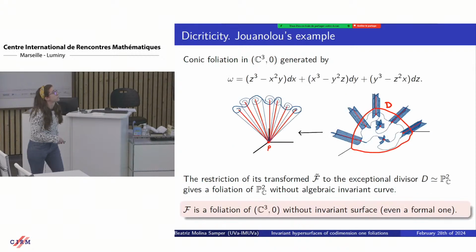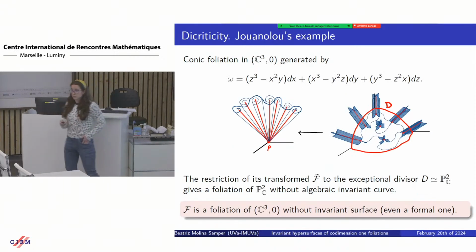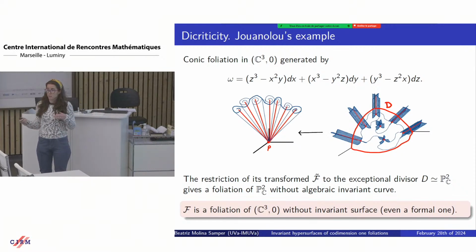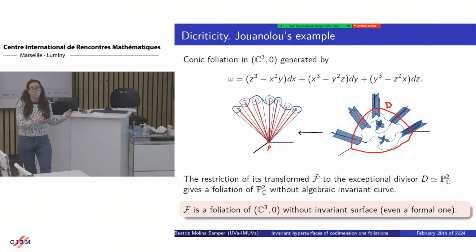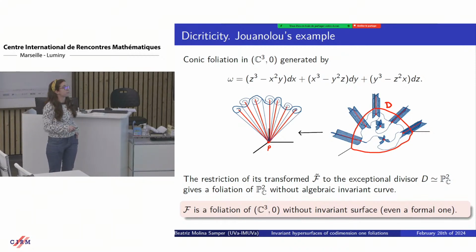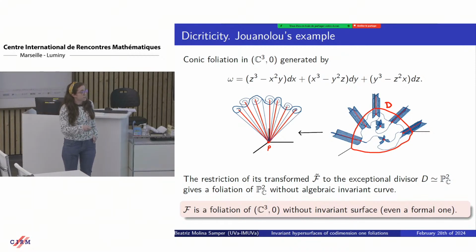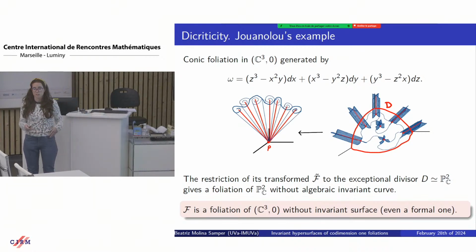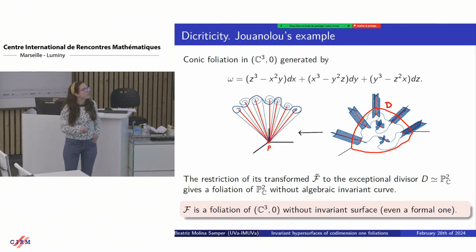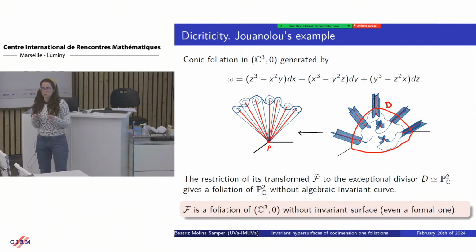Okay, so in dimension 3, just as in dimension 2, the non-dicriticity is like the trivial case. In dimension 3, the dicriticity is going to give us an example of a foliation where we have no invariant hypersurface. So I can start with this foliation. This is like the easiest Jouanolou foliation, where I have seven lines of singularities through the origin.